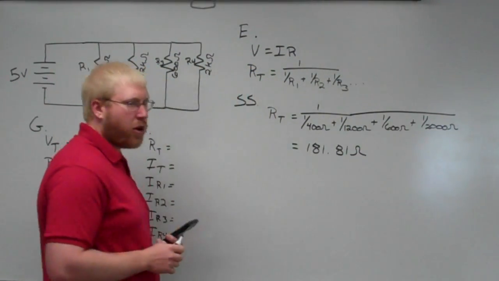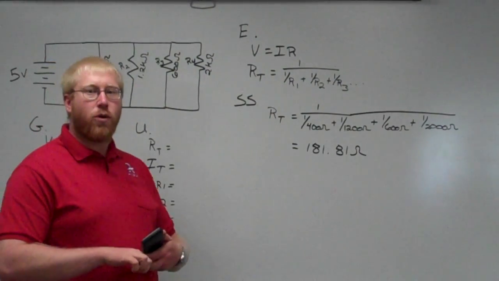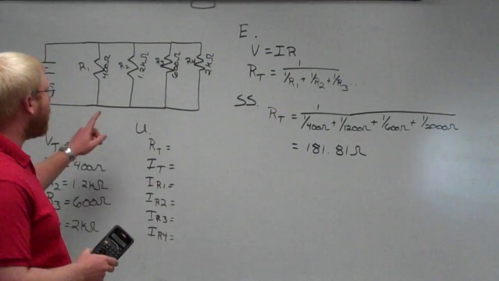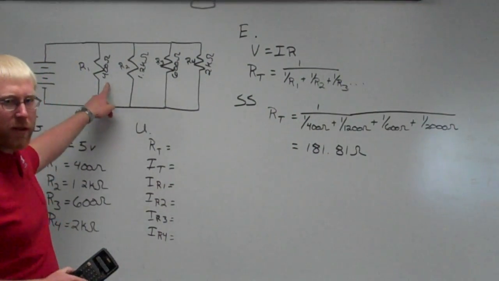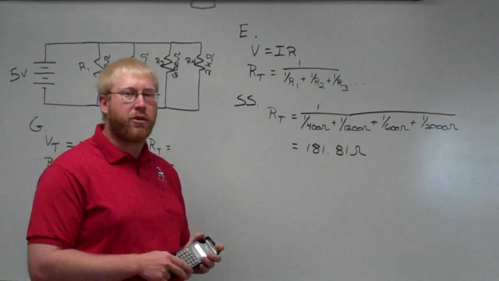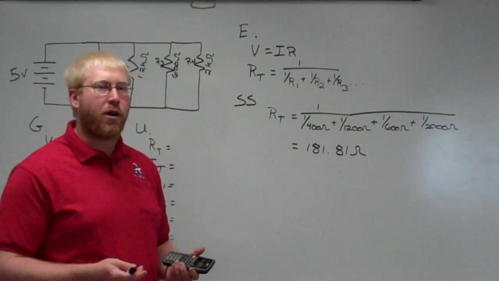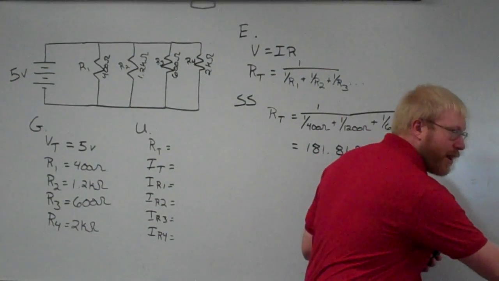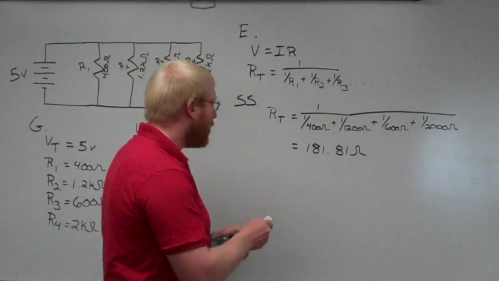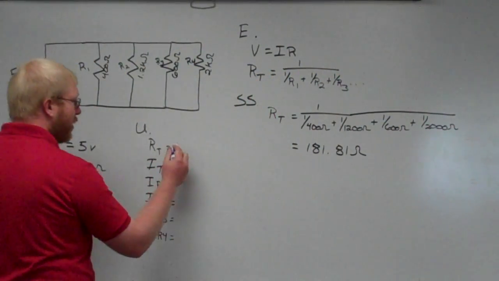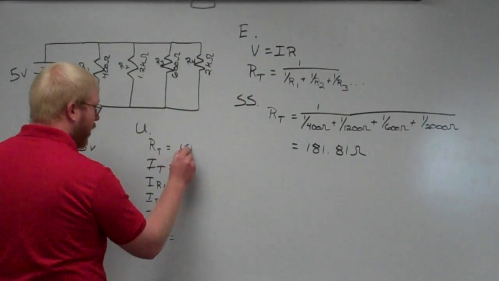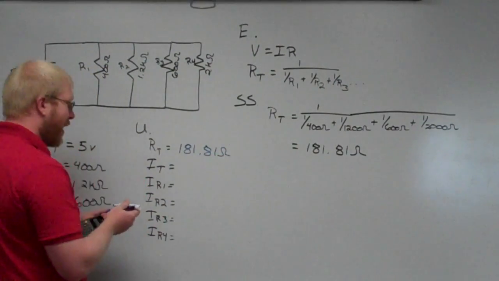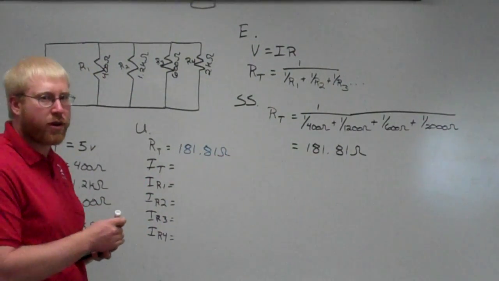Something you will notice with parallel circuits is that your total resistance is always going to be less than your smallest resistor. So if I had found that my total resistance was over 400 ohms, we'd know that we had a problem and we'd have to double check things. Now that I have that answer, I'm going to write it down into my unknown list. Resistance total equals 181.81 ohms.